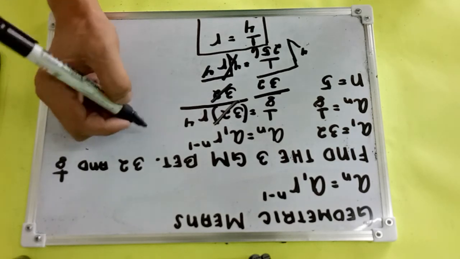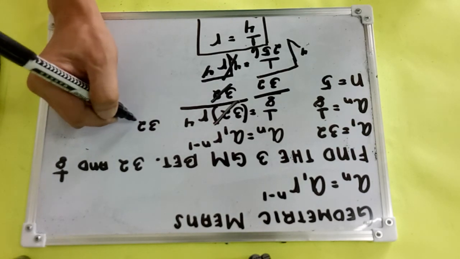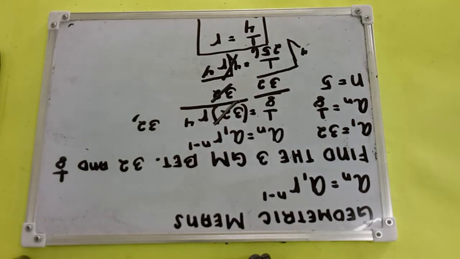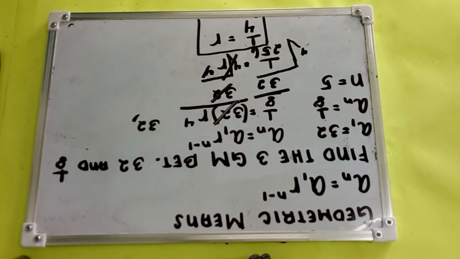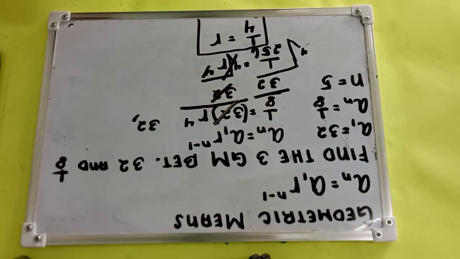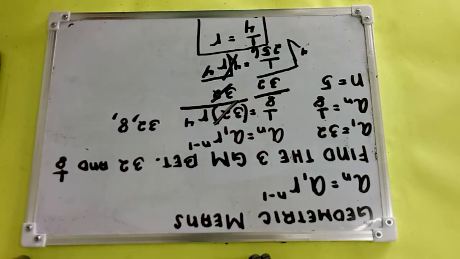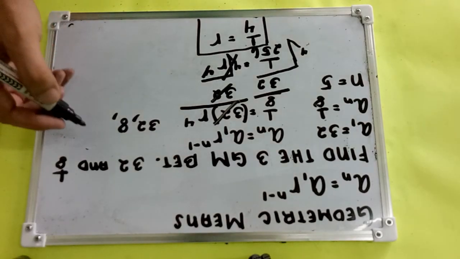Ngayon, balik tayo dito sa first term, 32. So since we already calculated the value of the common ratio, which is 1/4, we can now find the geometric means between 32 and 1/8. So we will just multiply 32 by 1/4. So 32 multiplied by 1/4 is 8. And then 8 multiplied by 1/4 is 2.